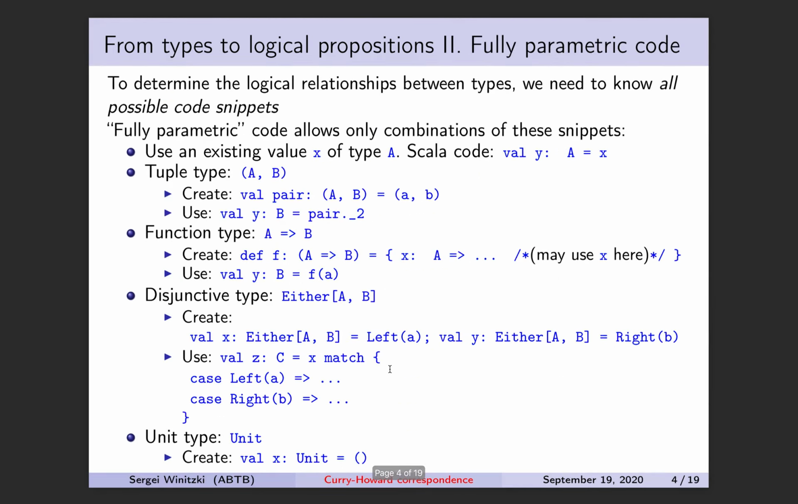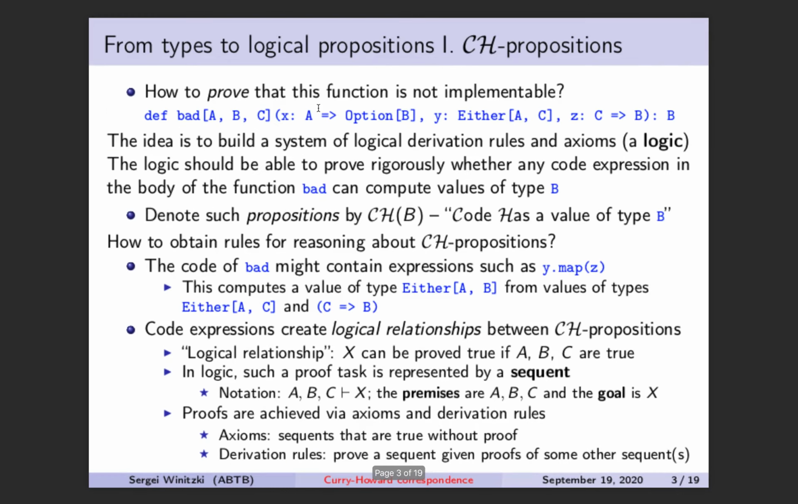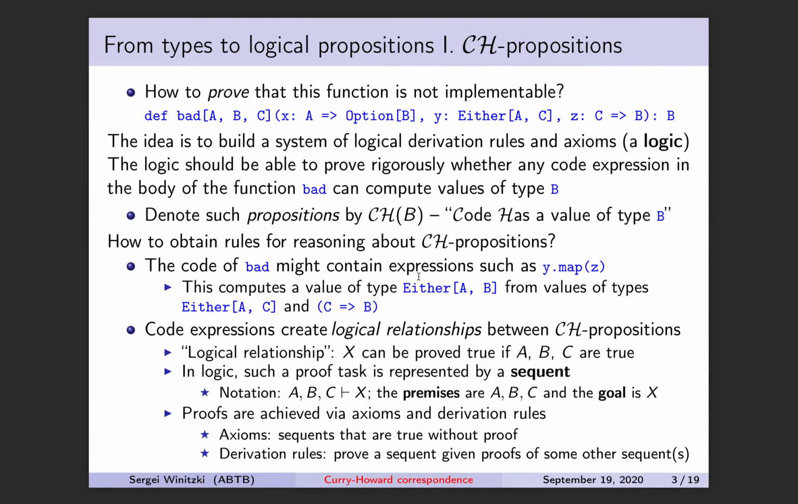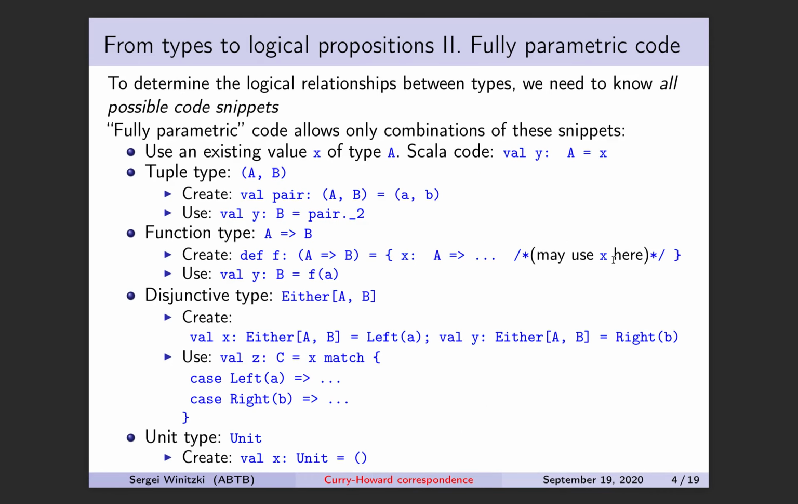So in order to determine all these axioms and derivation rules, basically we need to know all possible code snippets, because as we know, the only way for us to establish these logical relationships is to write some code. So we need to find out what kind of code snippets we can write. And once we establish all those code snippets, we will be able to establish all the derivation rules. Now, it's very important that we now restrict the possible code that we can write.